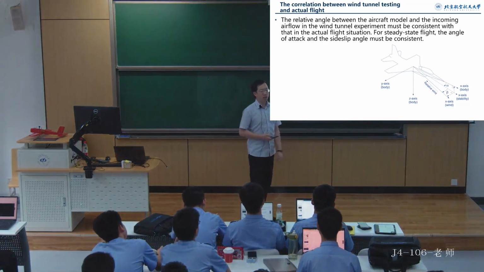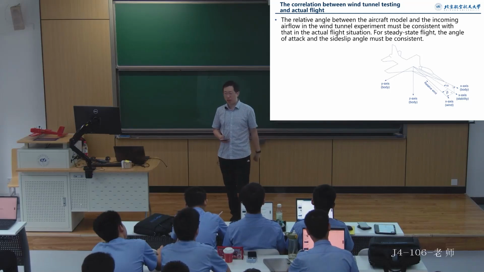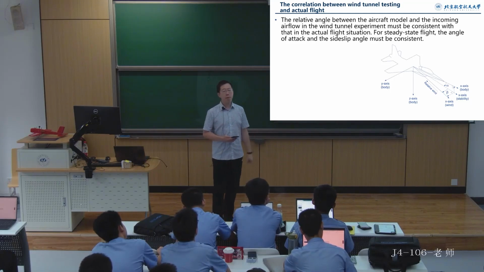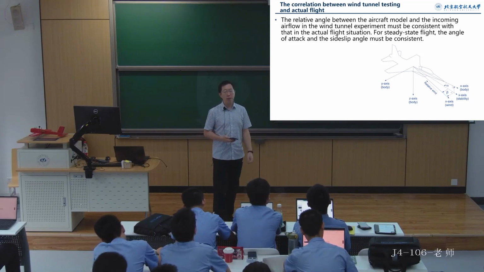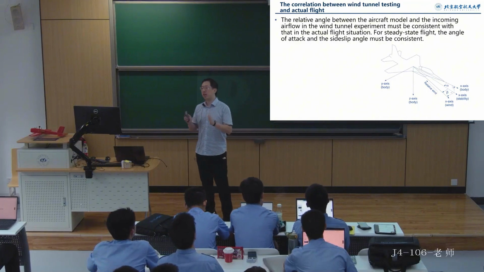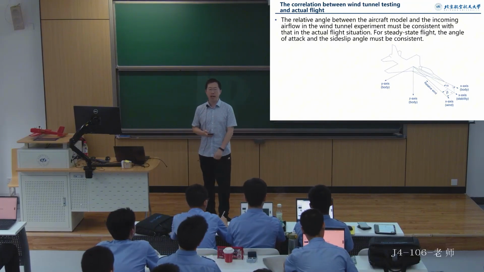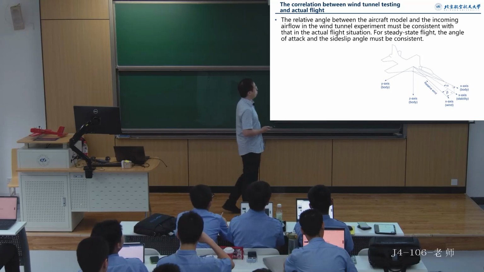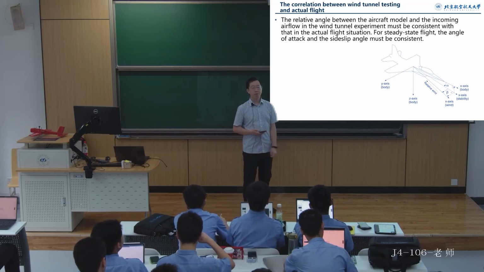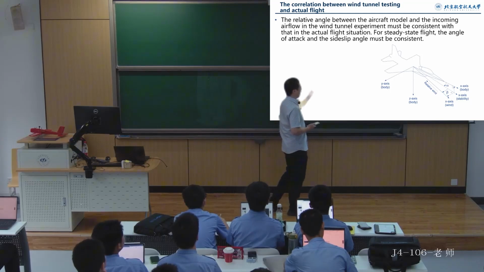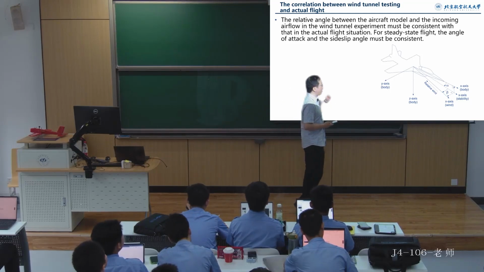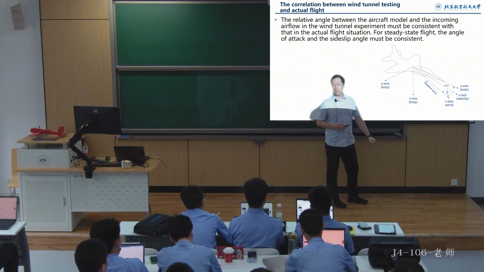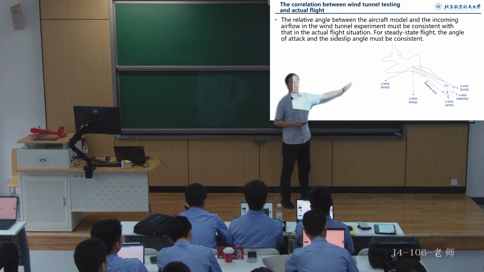The first important similarity criterion, which is crucial for our flight, is that the relative angle between the aircraft and the airflow must meet a certain relative relationship. How do we express the relative angle relationship between the aircraft and the airflow? We mainly use two important parameters, one of which is called the angle of attack. For an entire aircraft, it usually refers to the angle between the axis along the fuselage and the relative incoming flow.